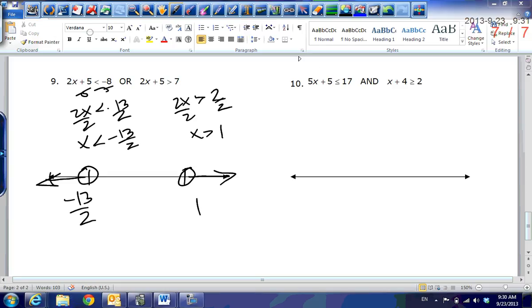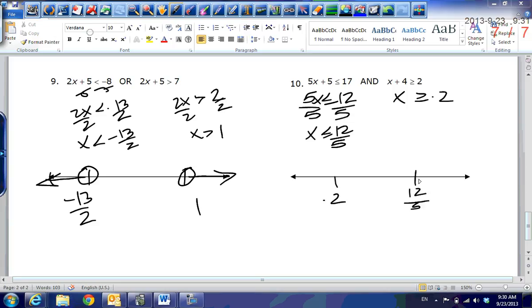Alright, number 10, same thing. Should be an and, so it should look like a barbell. 5x less than or equal to 12, divided by 5, and x less than or equal to 12/5. Subtract 4, so x is greater than -2. So I got -2, I got 12/5. Both have what type of circle? Closed.